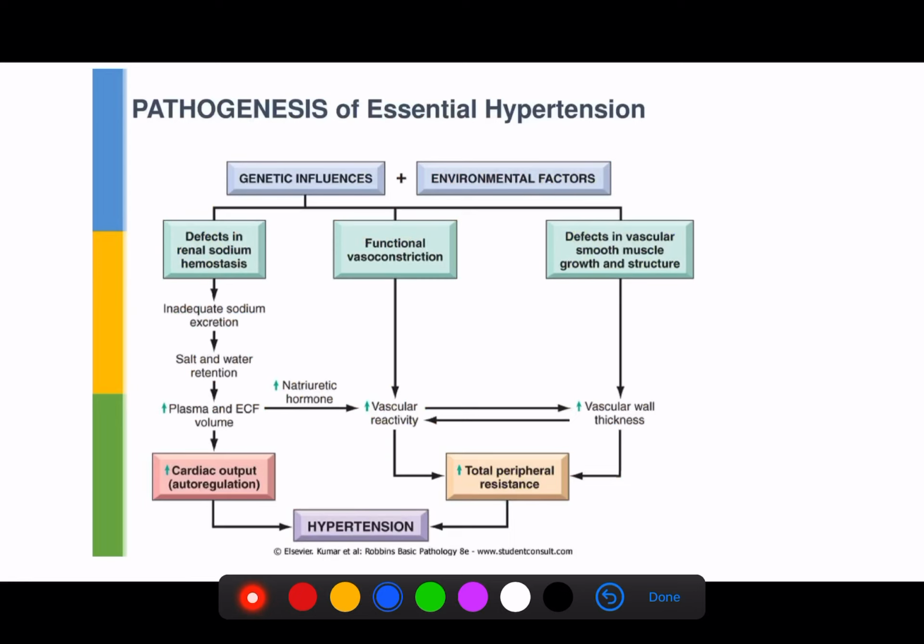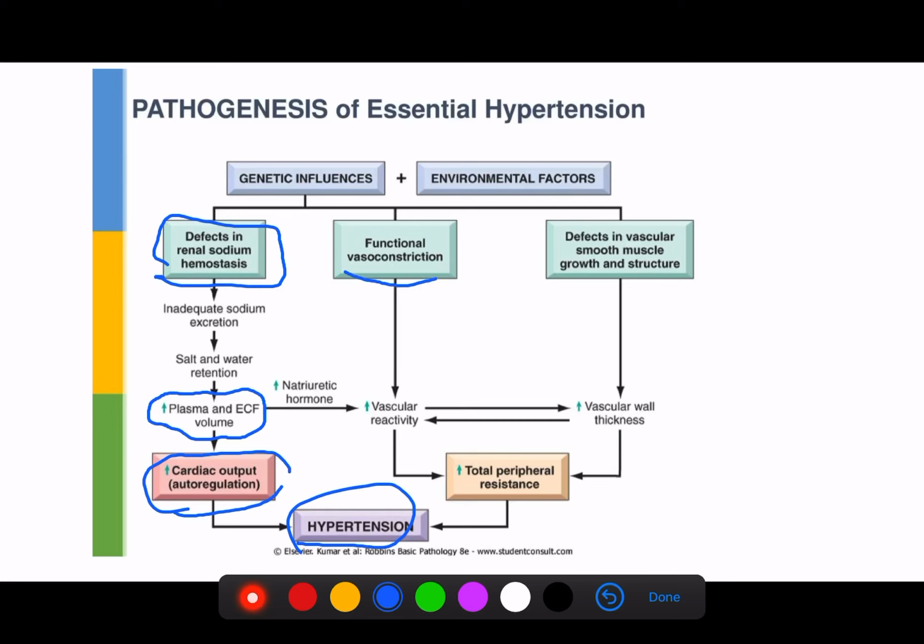Also, any defect in the sodium homeostasis, any defect within the kidney that leads to sodium retention. When sodium retains within the blood, the water also retains. Water follows sodium. Water will retain within the blood. The volume of blood will be increased, and the plasma extracellular fluid will increase, and cardiac output increases. So the hypertension will occur.